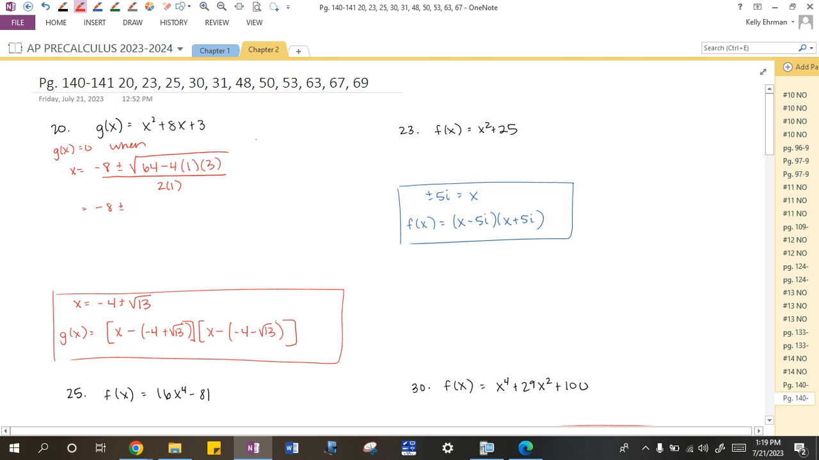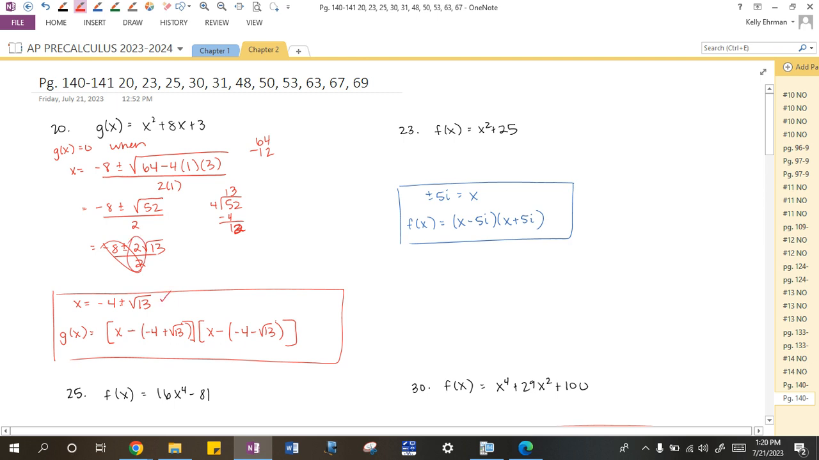So then underneath the square root, we get 64 minus 12. So that's the square root of 52, the whole thing over 2. And then 52 is divisible by 4. It's 4 times 13. So this is going to be -8 plus or minus 2 radical 13 all over 2. And then I have down here, that simplifies to x equals -4 plus or minus radical 13. So remember, you divide here and here. So those are the zeros.